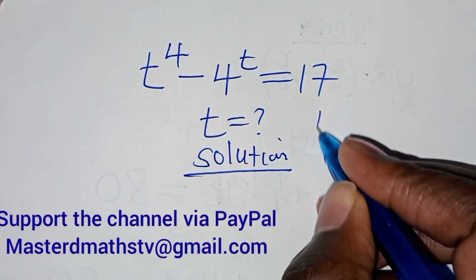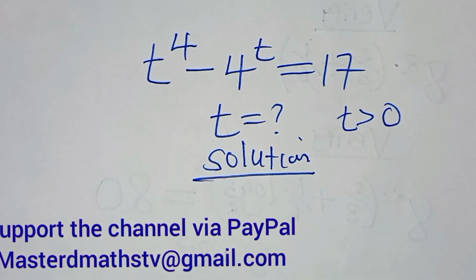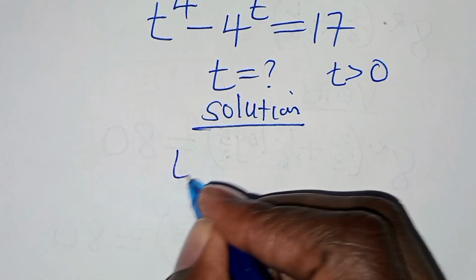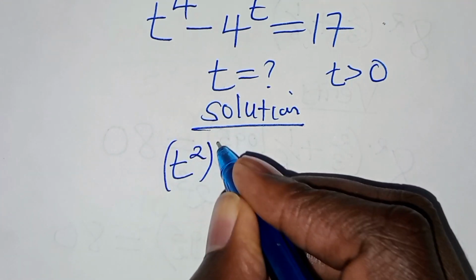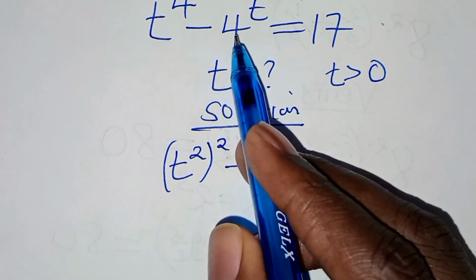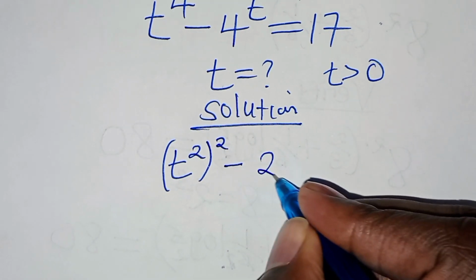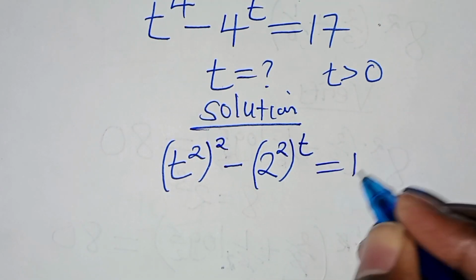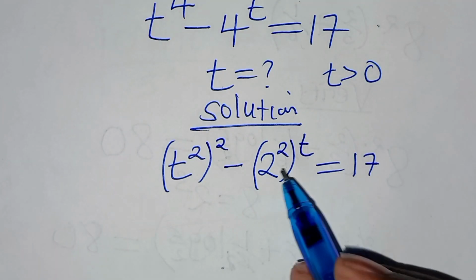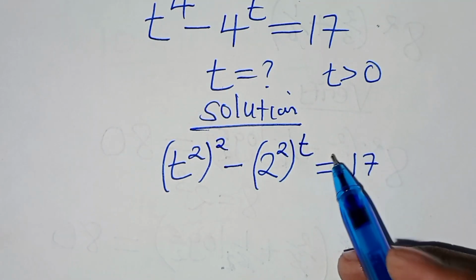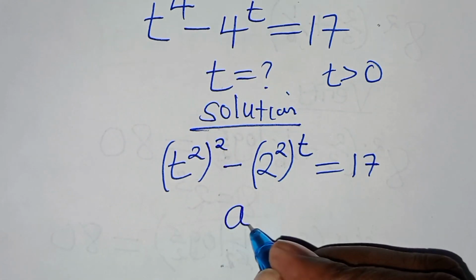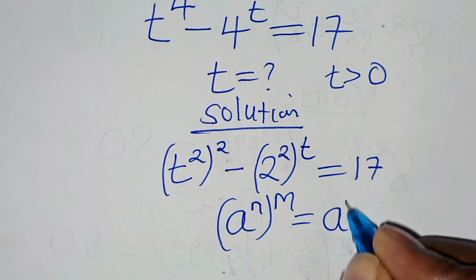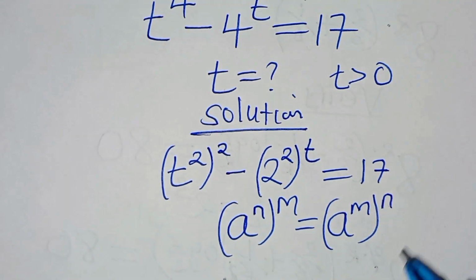we have that t is greater than 0. So we can express t to power 4 as t to power 2 raised to power 2, subtract 4 to power t, which we can express as 2 to power 2 raised to power t. This is equal to 17. Now, 2 to power 2 raised to power t is in the form of a to power n raised to power m, which we can express as a to power m raised to power n.